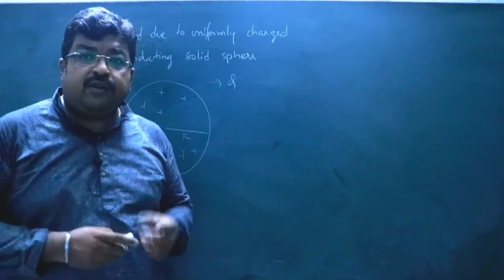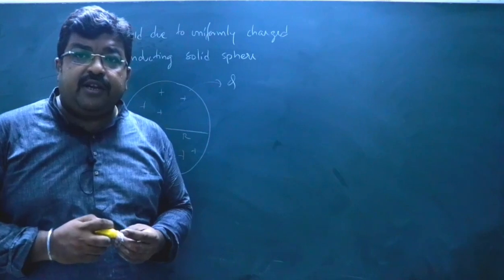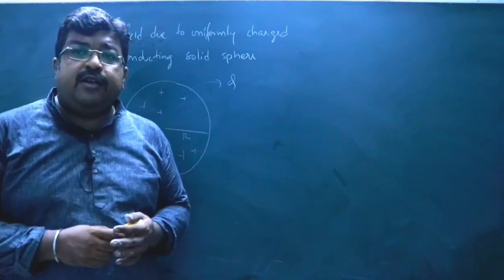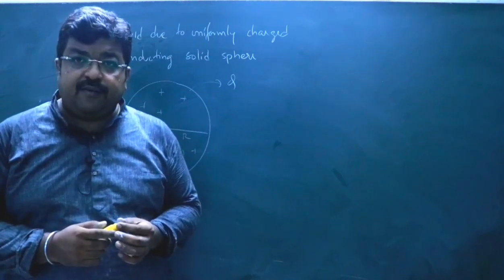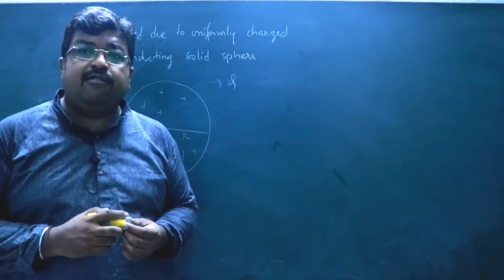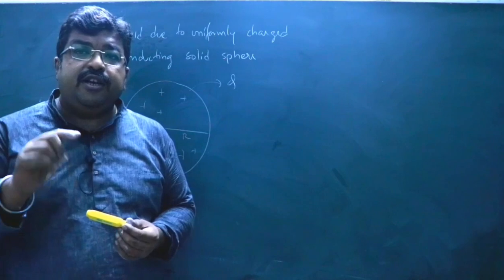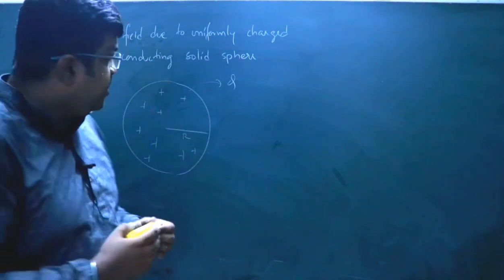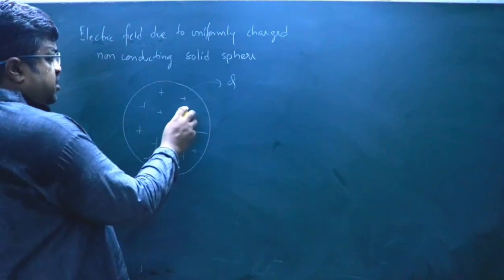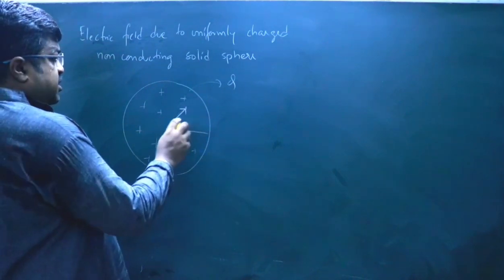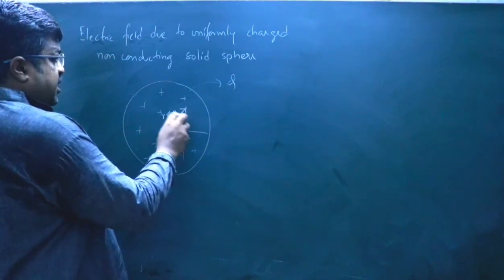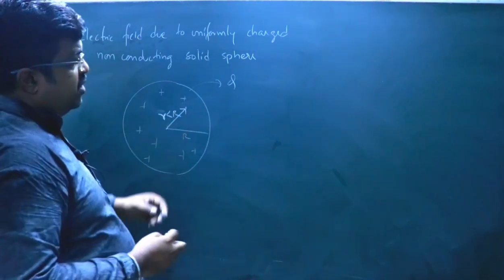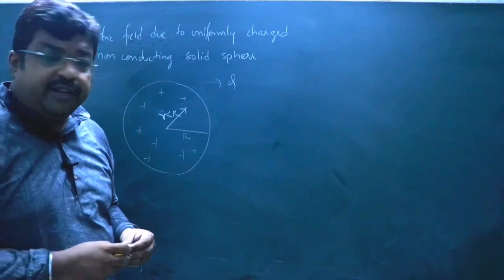So in the outer region and on the surface, the behavior of electric field intensity will be the same as in the previous case, that is for a conducting sphere or a hollow sphere. Okay. So in this we will only calculate the electric field intensity in the interior region, in the interior of the solid non-conducting sphere. Okay. Now suppose this is the location and this is at small r less than capital R. At this location we are going to calculate the electric field intensity.